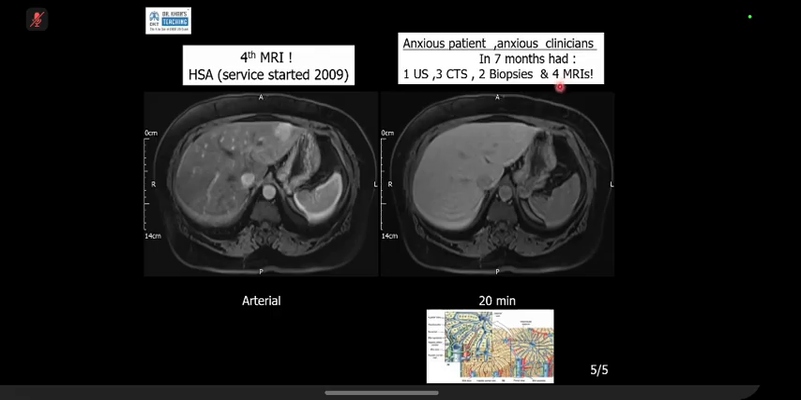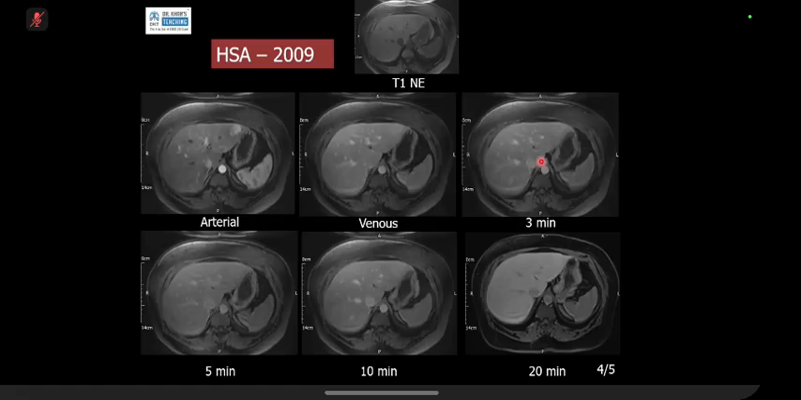And then in 2009, we started this service. And on the first scan, this is the hepatobiliary phase. Well, it is FNH, stop. End of story. So this is the take home point. If you see, this is the arterial phase. No washout, no washout, no washout, no washout. On 20-minute phase, still contrast is retained.